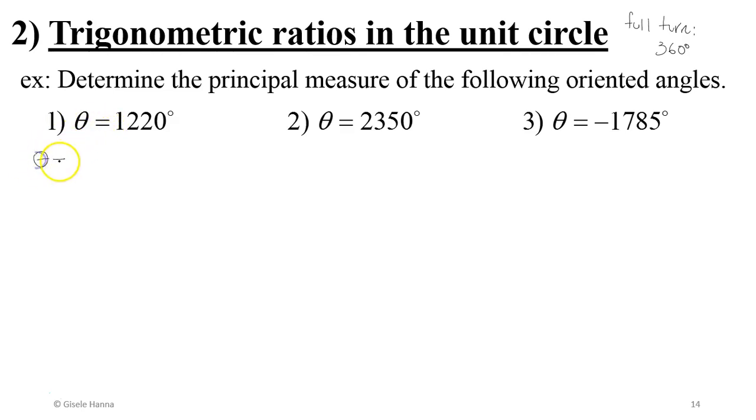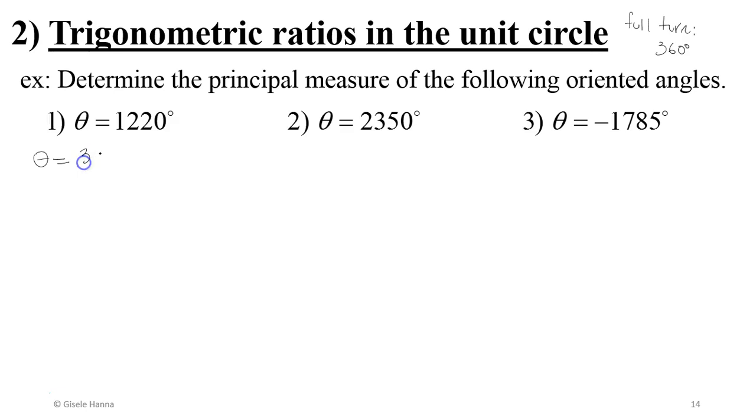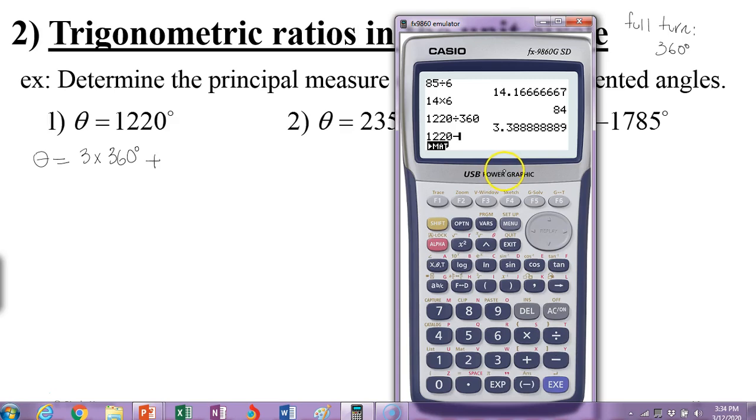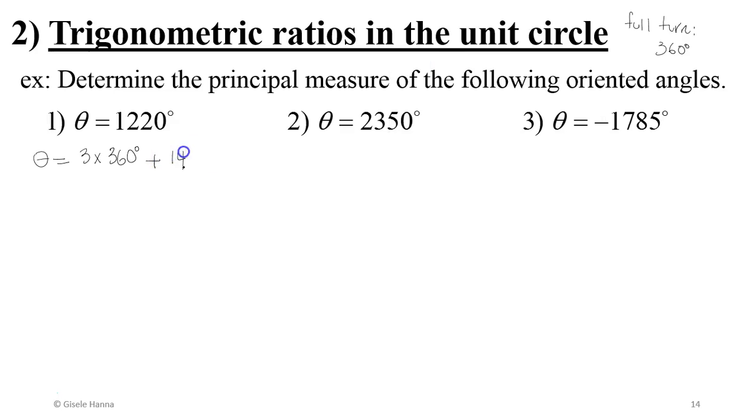So over here, in order to determine how many 360 degrees we have in 1220, all you have to do is just divide by 360. So it's 3 point something. So the whole part is 3. So there are 3 full turns. So it's 3 times 360, and I need to determine the remainder of the division. So I do 1220 minus 3 times 360, which is 140.